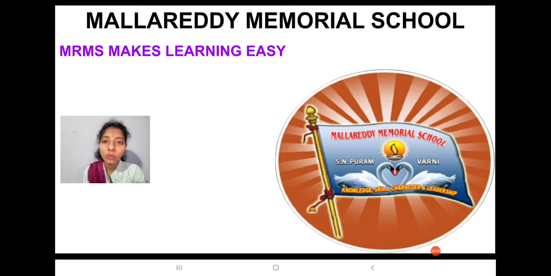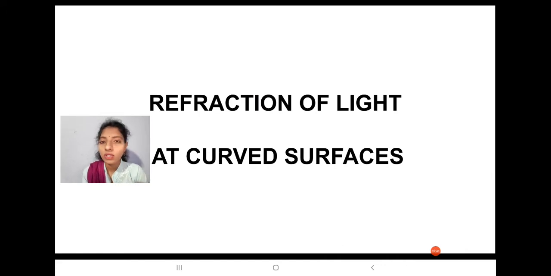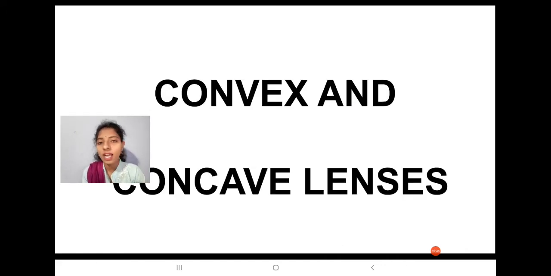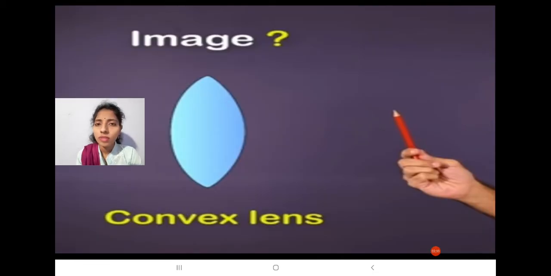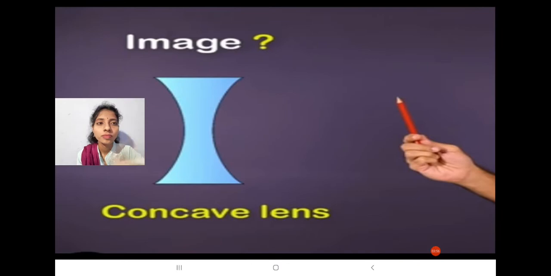Now we are going to learn the topic refraction of light at curved surfaces, that is convex and concave lenses. So when we keep an object in front of a convex lens, where will the image be formed? Similarly, when we keep an object in front of the concave lens, where will the image be formed?